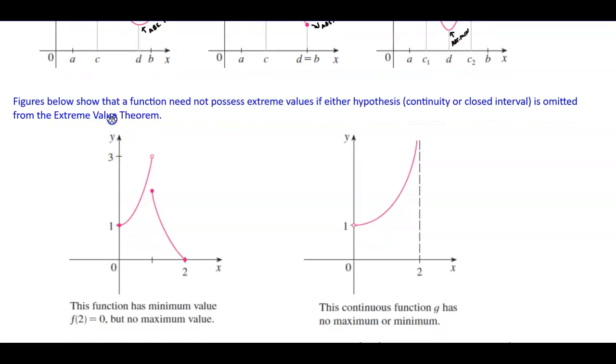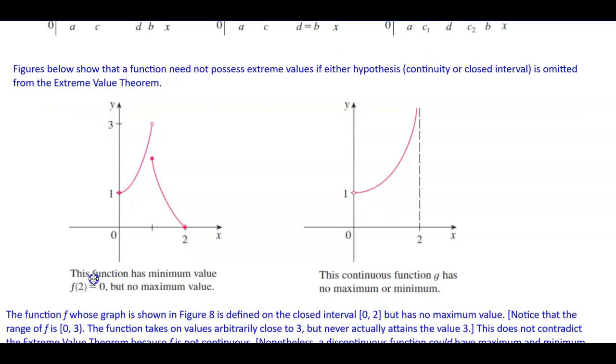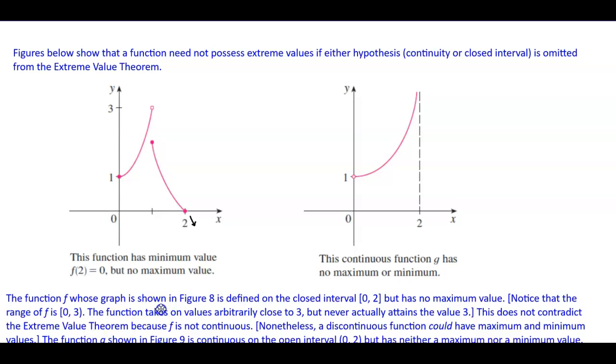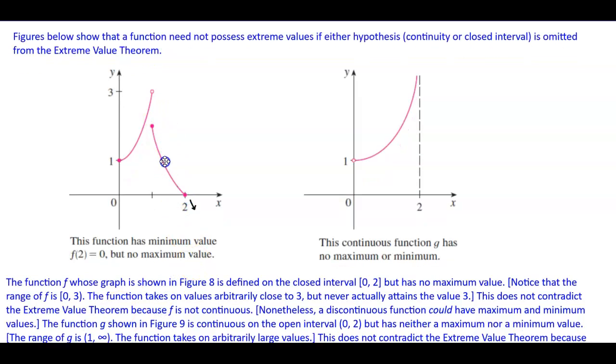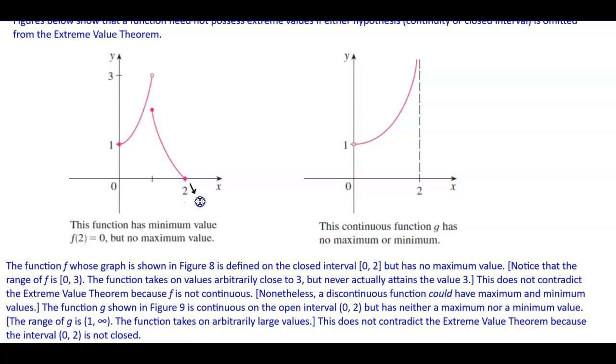Now, the figures below show that a function need not possess extreme values if either hypothesis, continuity or closed interval, is omitted from the extreme value theorem. So we can see here that this function has a minimum value at f of 2, which is equal to 0. So therefore, this is an endpoint. Okay, that endpoint is telling us that it has a minimum value. Okay, but it does not have a maximum value, because you can see here when it gets to this point, it gets closer to 3, but it doesn't have an endpoint there. So therefore, this is considered the minimum value.